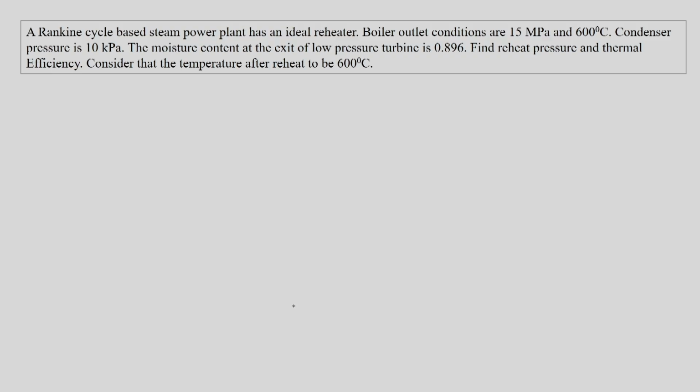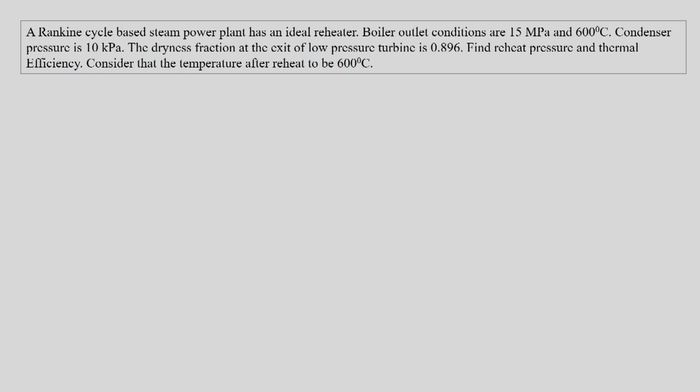Welcome to the class. Now we are going to see some examples on Rankine cycle with reheat, or the examples which are related with steam power plant with reheating arrangement. So the first example reads that the Rankine cycle based steam power plant has an ideal reheater. Boiler outlet conditions are 15 megapascal and 600 degrees Celsius. Condenser pressure is 10 kilopascal. The moisture content at the exit of the low pressure turbine is 0.896. That means dryness fraction is given as 0.896.